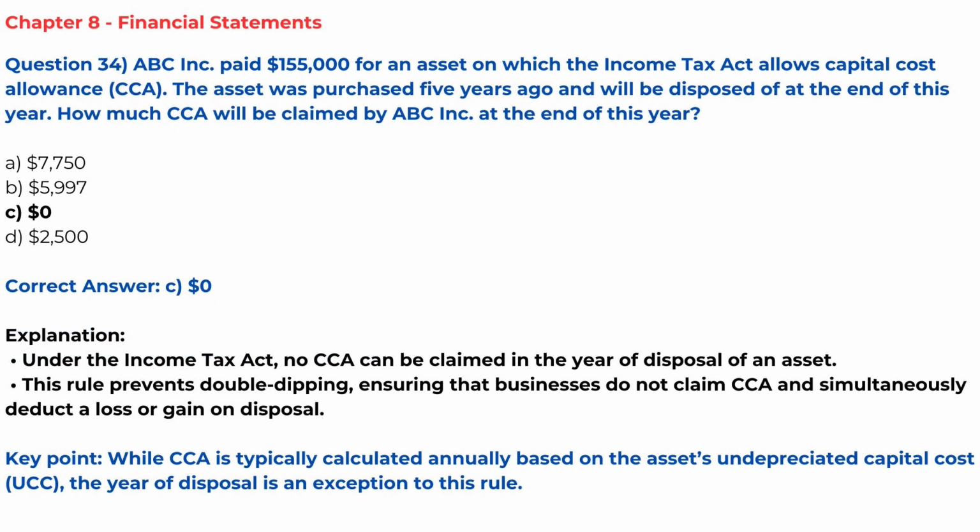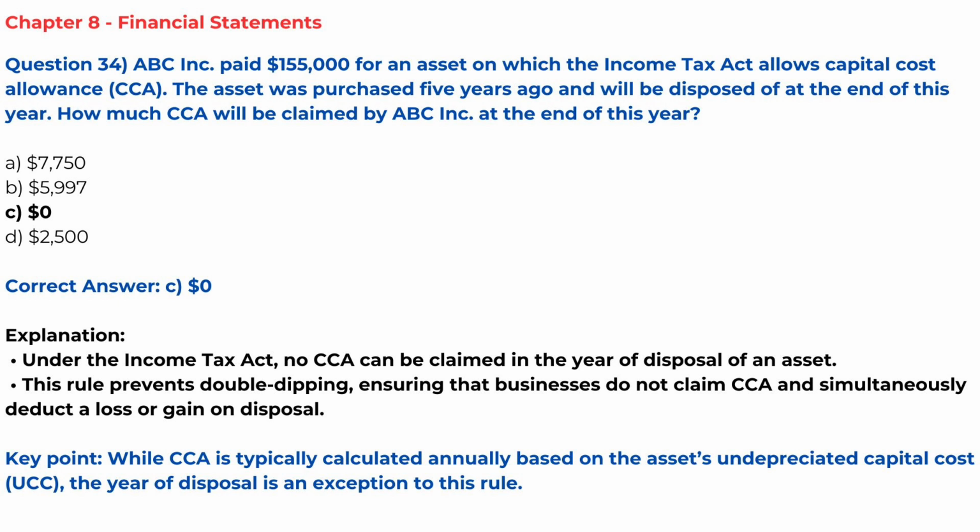Question 34. ABC Inc. paid $155,000 for an asset on which the Income Tax Act allows capital cost allowance, CCA. The asset was purchased 5 years ago and will be disposed of at the end of this year. How much CCA will be claimed by ABC Inc. at the end of this year? Correct answer, C, $0. Explanation.